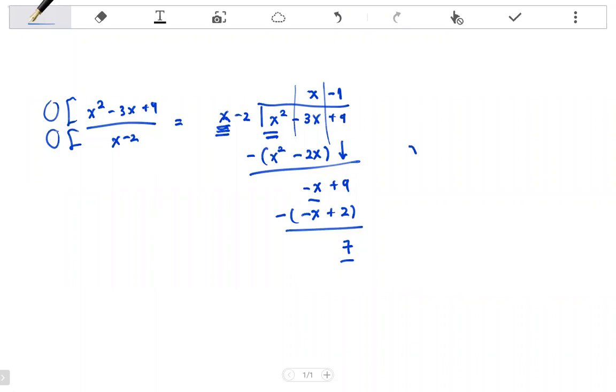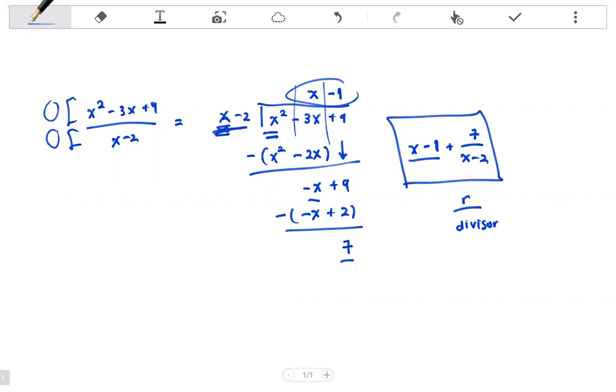What do we do with the remainder? We add it to the end of the answer using the form remainder over divisor. So x minus 1 is our answer right here. And our remainder is 7, and our divisor is x minus 2. So that's going to be our answer when we simplify it. We can't simplify that any further. And this is going to be your main takeaway for this lesson.